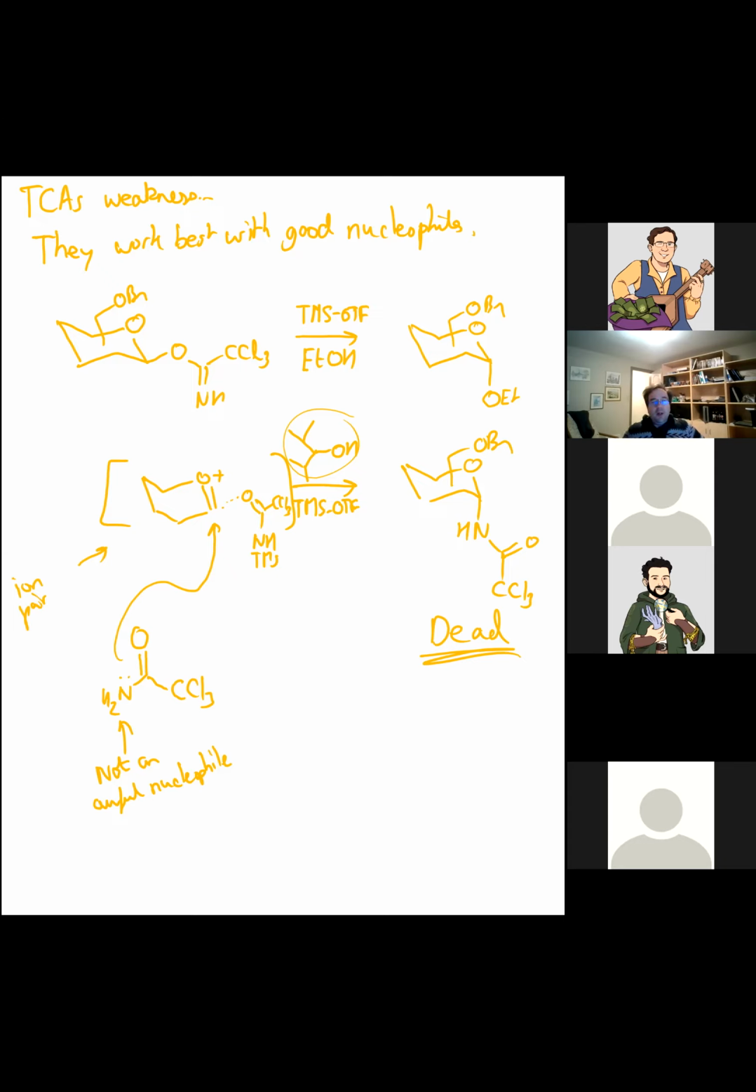The whole point, the driving force of this TCA, was to make that carbon-oxygen double bond, which is nice. Carbon and oxygen love making double bonds. Now you've made it, and now you give me an amide. That's just an amide. That's not going anywhere. You're not going to be able to cleave that. Uncleavable. So they work best with good nucleophiles, because they compete with poor nucleophiles.